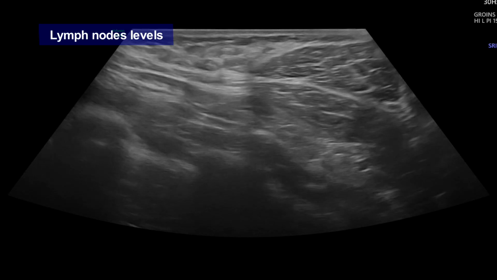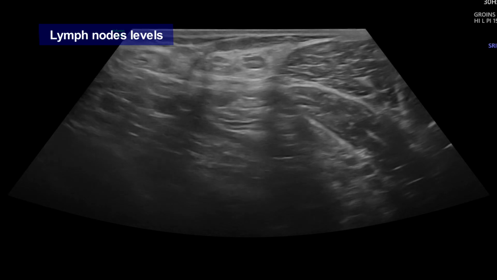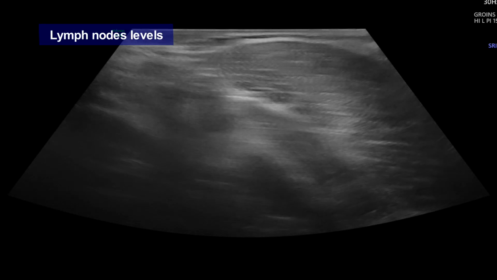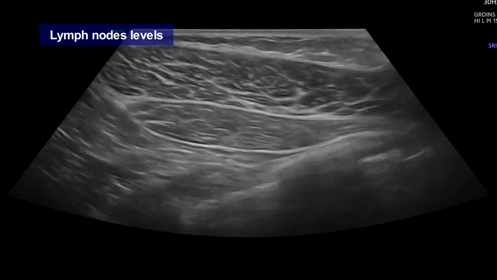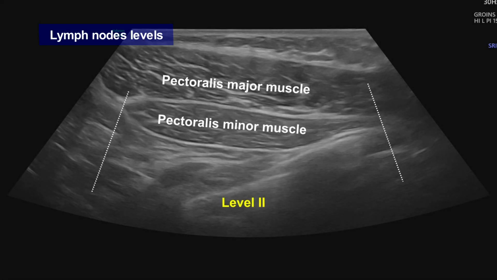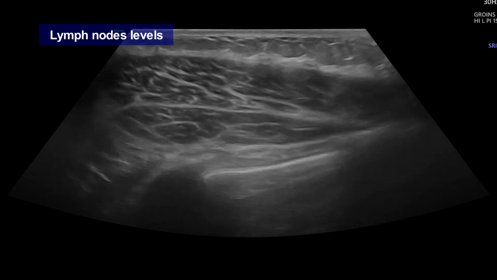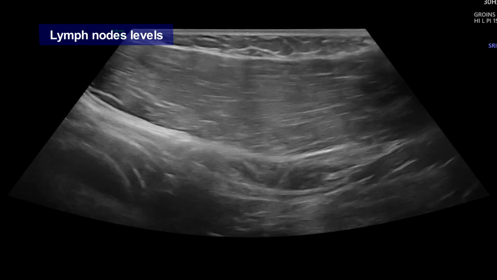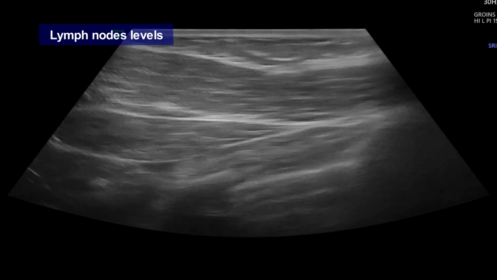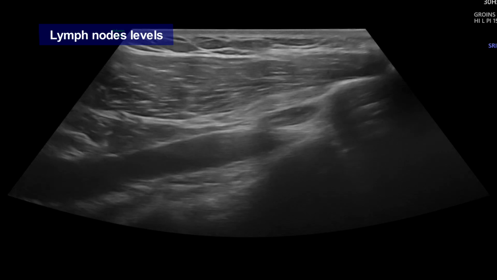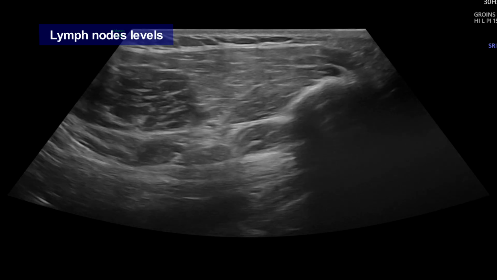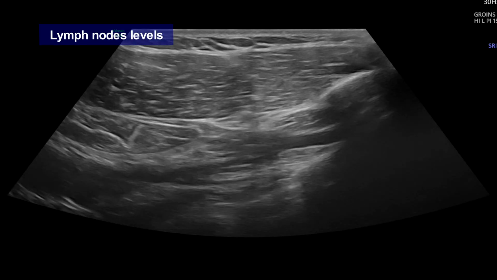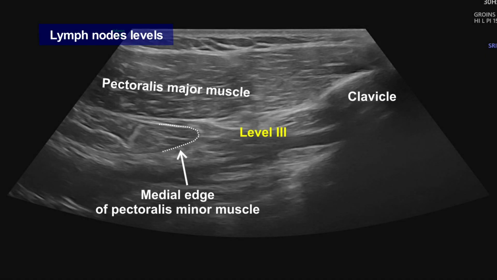Returning to the pectoralis minor muscle and placing the probe along the longitudinal axis of the vessels, we move across them cranially and caudally, scanning the second level. Finally, moving further medially along the vessels and coming over the medial border of the pectoralis minor muscle, the small space represented by the third level can be assessed.